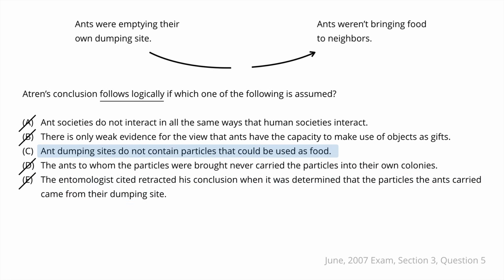So let's go back to the one answer that remains. Ant dumping sites do not contain particles that could be used as food. Does this allow our conclusion to be guaranteed by our premise? Yes, it does, right? So they're emptying their dumping site. It doesn't contain any food. So therefore, we can say, you know what? If that's what they're doing, they're not bringing food to their neighbors. And C is the correct answer.